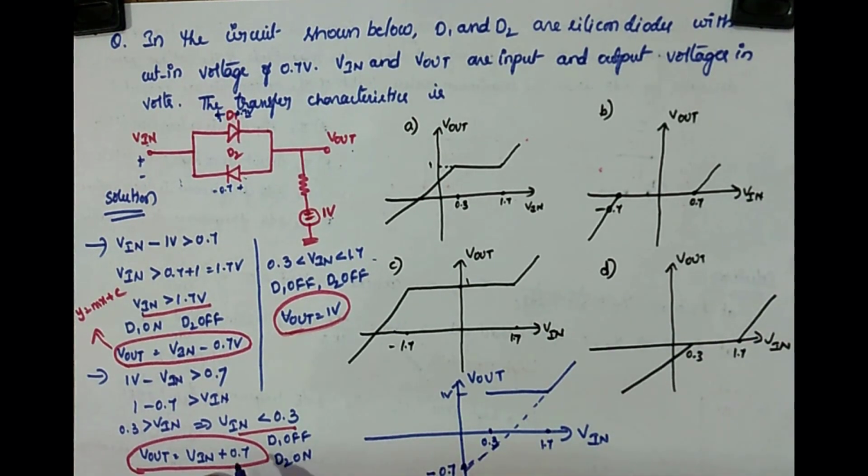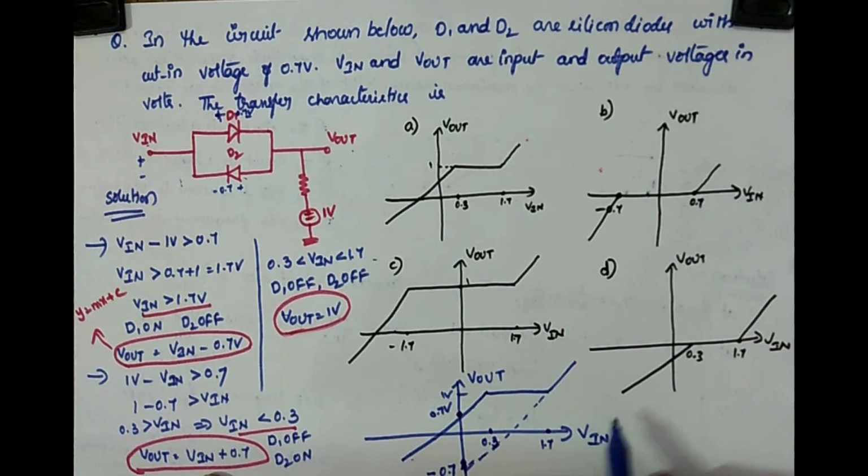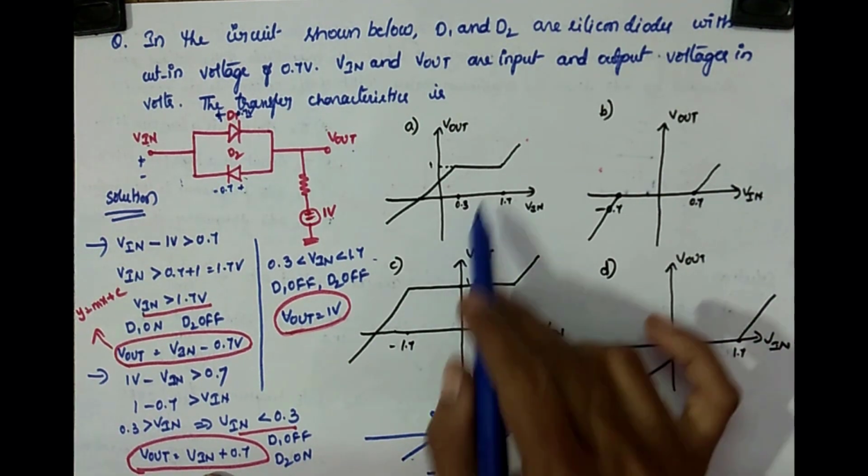Next, for the case less than 0.3, what is Vout again? Vout is equal to Vn, but the intercept is 0.7. Here Vout is equal to Vin, but the intercept is again 0.7 volt. So here you have 0.7 and here you have 0.7. See the characteristics. Now compare these characteristics with the options.